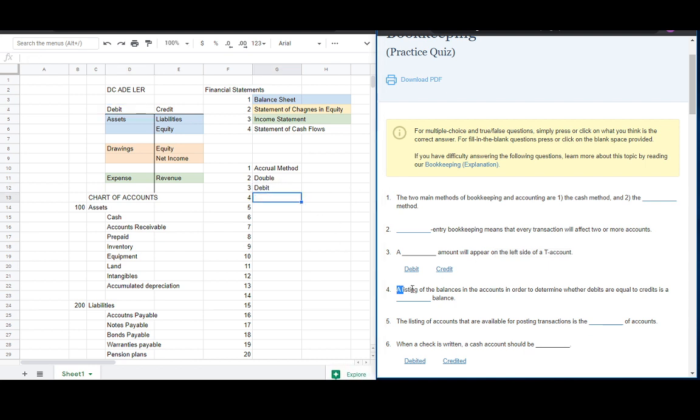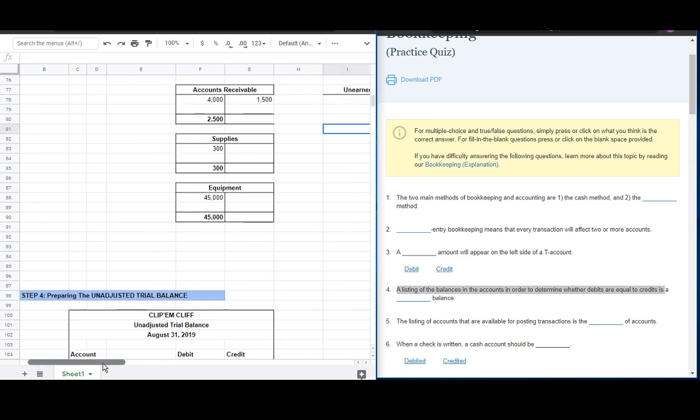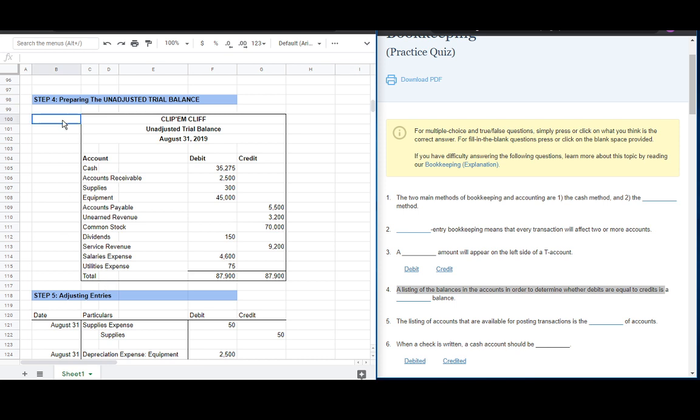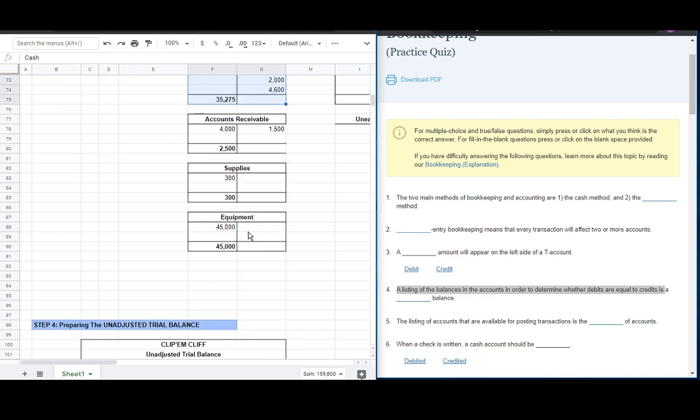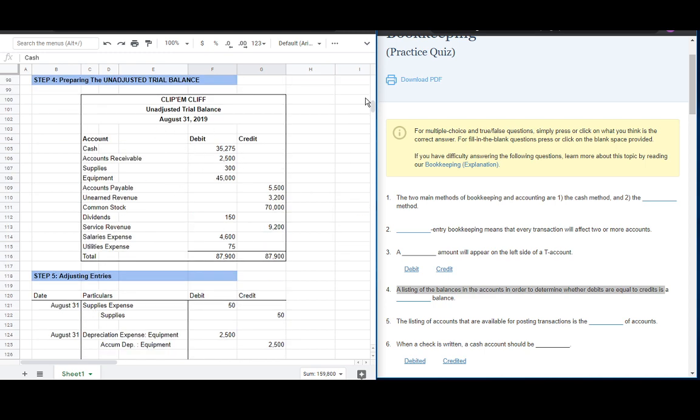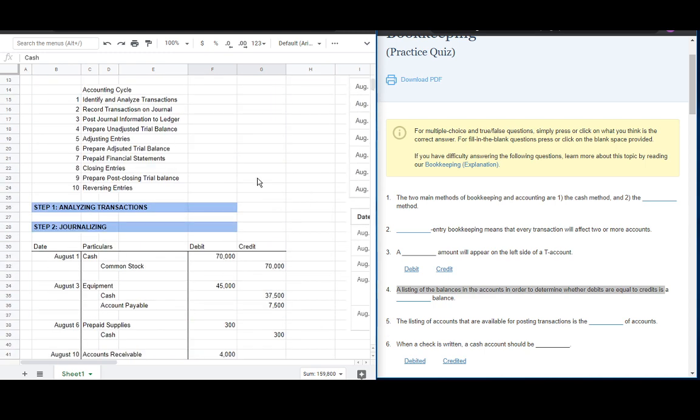So number 4, a listing of the balances in the accounts in order to determine whether debits are equal to credits is the trial balance. So what does a trial balance look like? This is the unadjusted trial balance where we have the sum of all the debits and the sum of all the credits. We get this value from each of the T accounts. I will be doing a separate video about this.